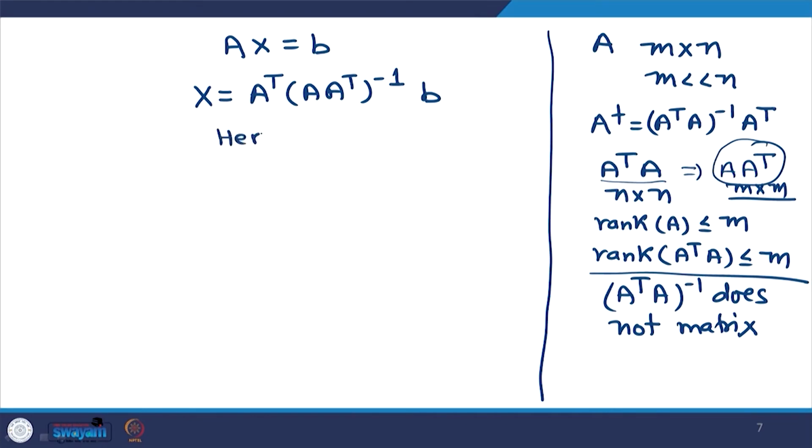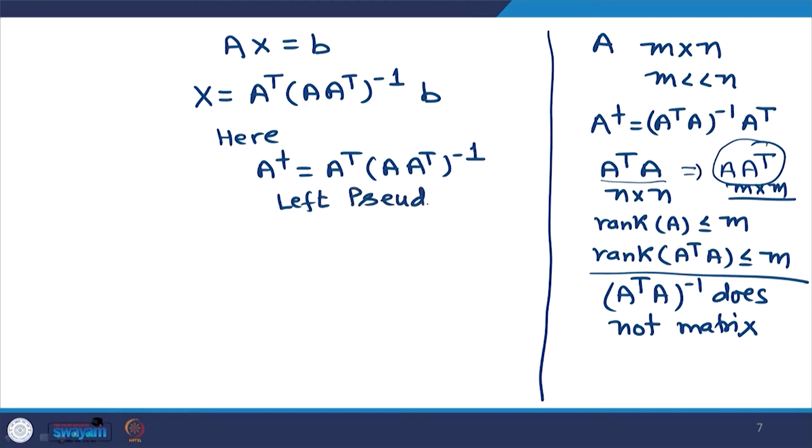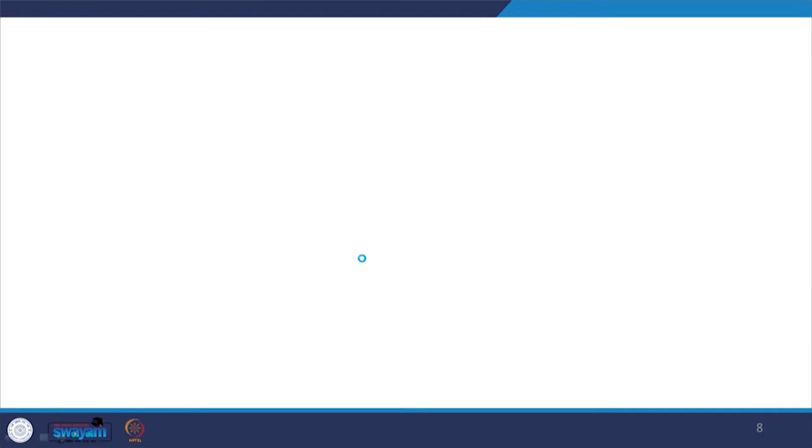So, here the pseudo inverse of A is A transpose times the inverse of A A transpose. This is called the left pseudo inverse. And the solution x equals the pseudo inverse of A times B will give you the minimum norm solution of the system A x equals B, which is an underdetermined system. So, let us take an example of this.